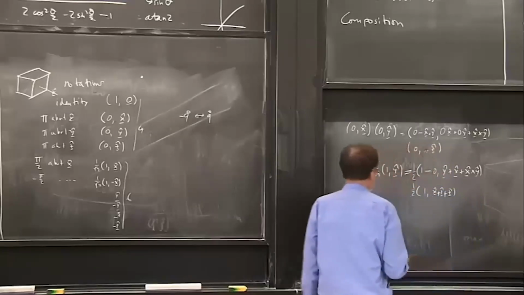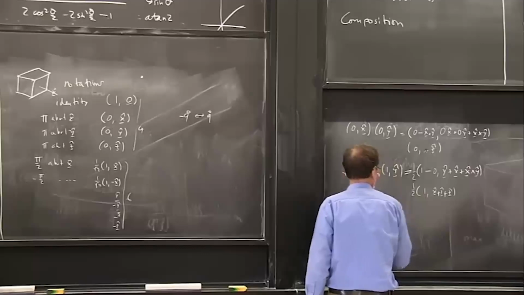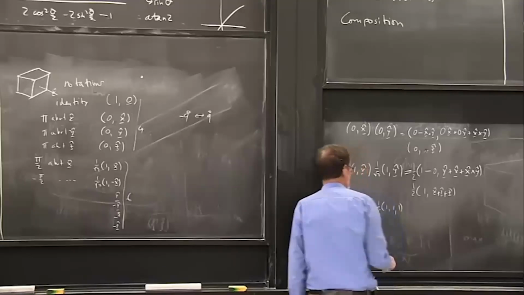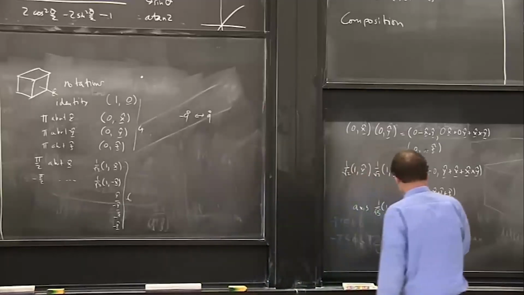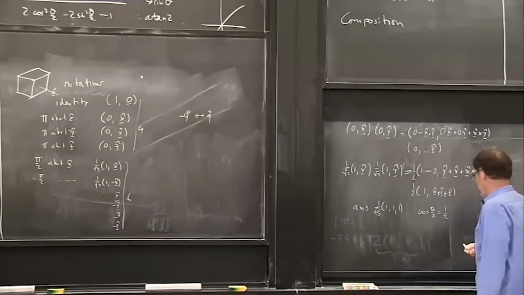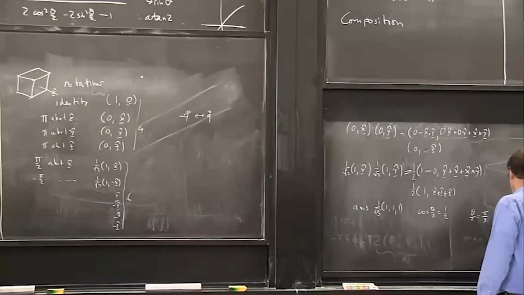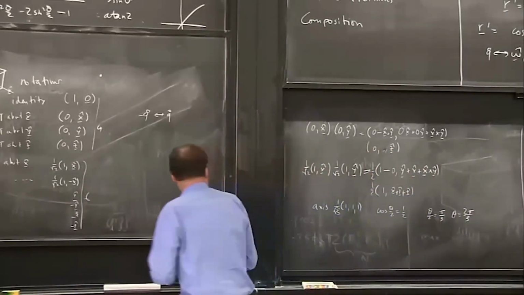So that's a new one. So the axis of rotation is 1, 1, 1. And if you want to make it a unit vector, it's 1 over square root of 3. And that's not in this table. And the angle is cosine theta over 2 is 1/2. So let's see, that means theta over 2 is pi over 3. So theta is 2 pi over 3.